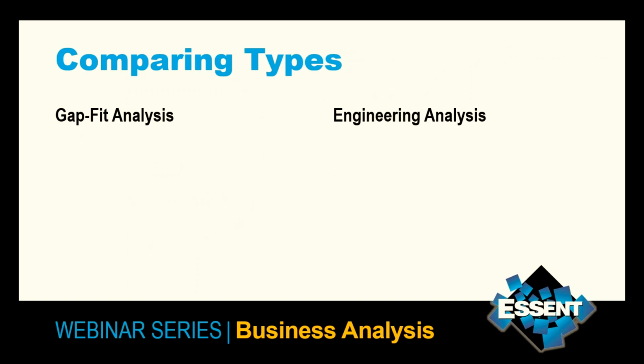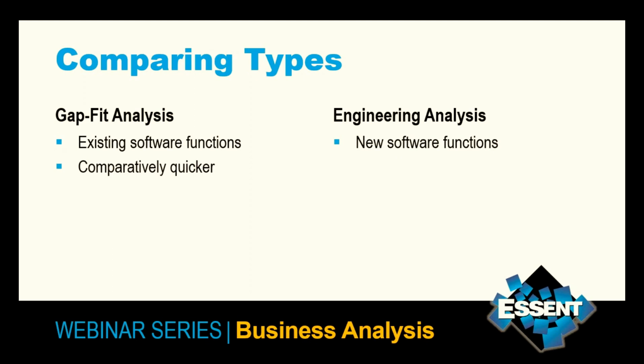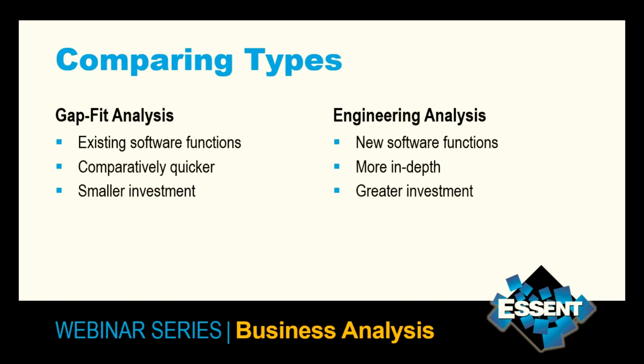So now we're going to compare those types. This comparison is going to help show the difference between, again, the gap fit analysis and an engineering analysis. A gap fit analysis focuses on existing software. An engineering analysis focuses on creating a software solution that doesn't exist yet. A gap fit analysis is quicker because it doesn't require design or development, and an engineering analysis is usually more in-depth because it involves creating solutions from scratch. The gap fit analysis is usually a smaller investment, and the engineering analysis is the greater investment, but also potentially a greater return.